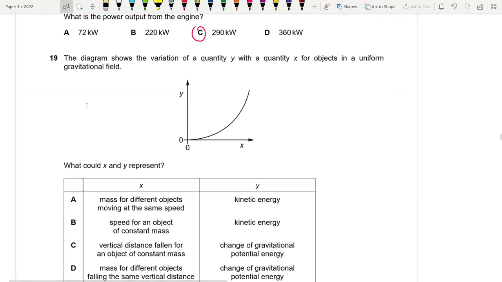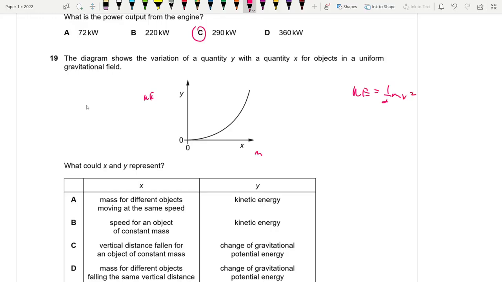19. The diagram shows the variation of a quantity y with a quantity x for objects in a uniform gravitational field. What could x and y represent? Mass and KE. This is not possible. KE is equal to half mv squared. Kinetic energy and mass have a linear relationship, so 19a cannot be right.